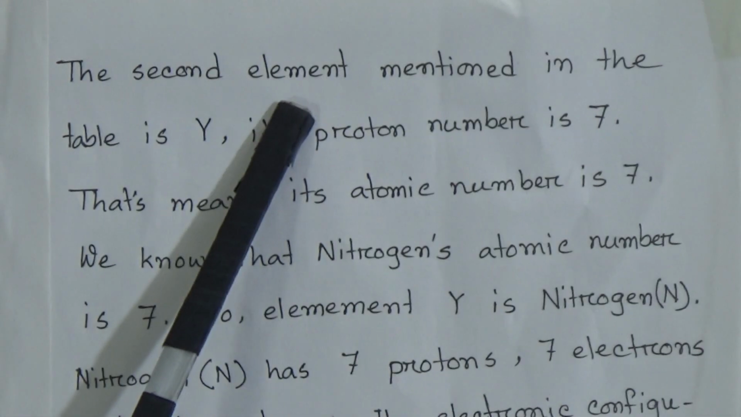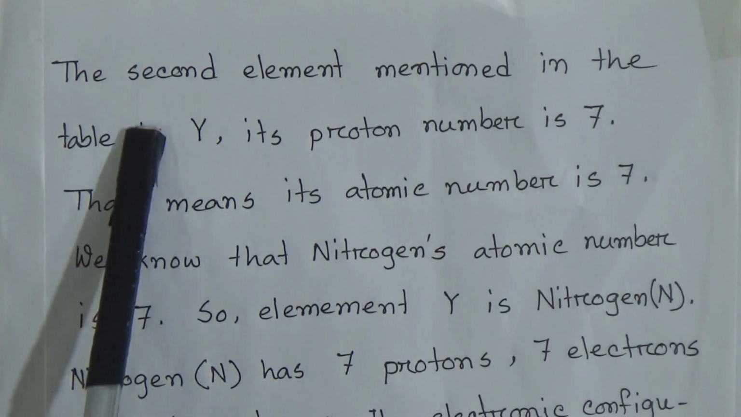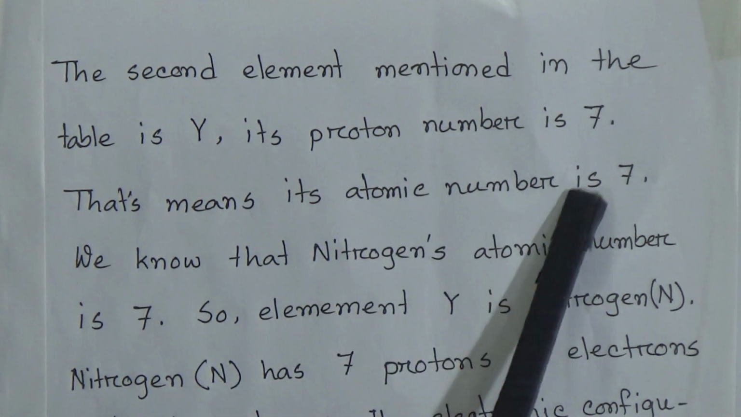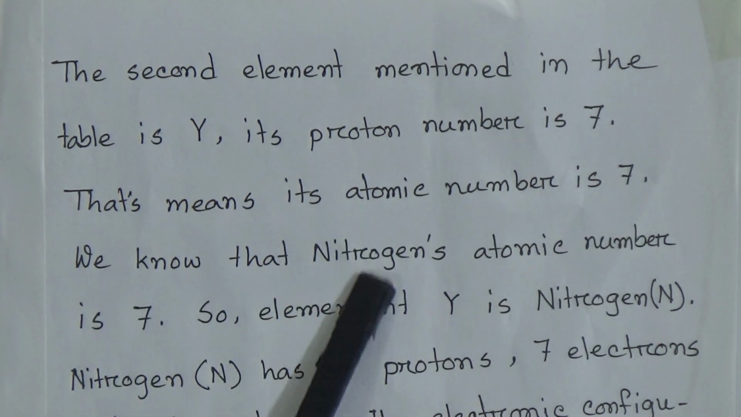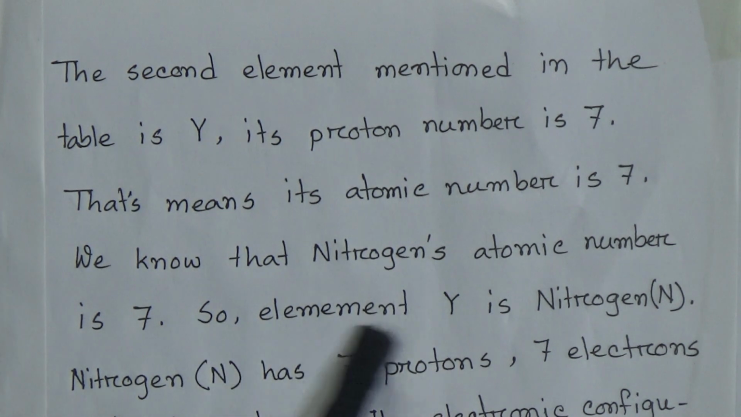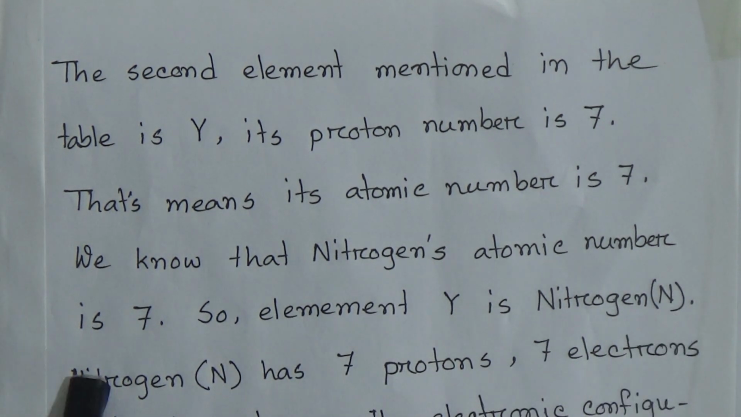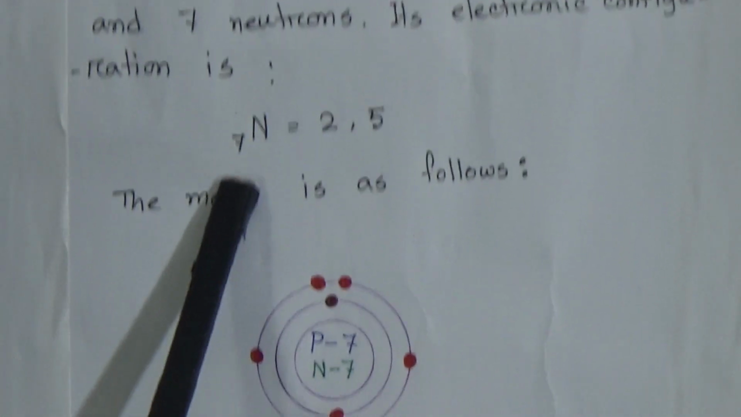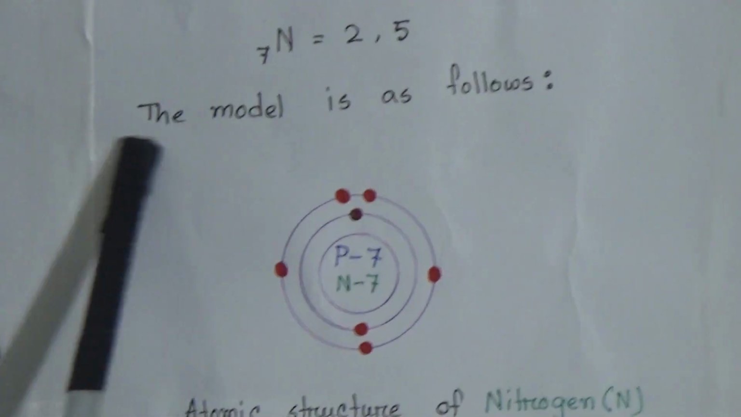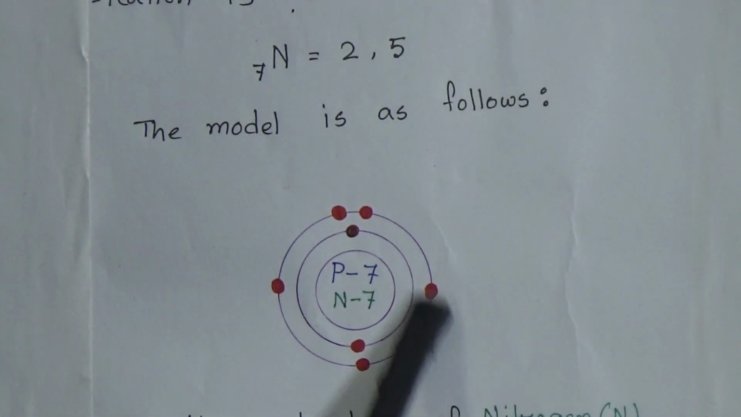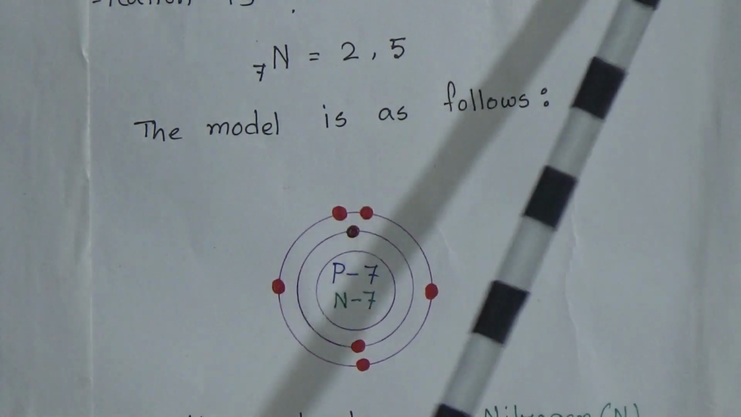The second element mentioned in the table is Y, its proton number is 7, that means its atomic number is 7. We know that nitrogen's atomic number is 7, and so element Y is nitrogen, that means its symbol is capital N. Nitrogen has 7 protons, 7 electrons and 7 neutrons. Its electronic configuration is N7, 2 and 5. The model is as follows. Here in the first orbit there are 2 electrons, and in the second orbit there are 5 electrons. Now come to the next one.